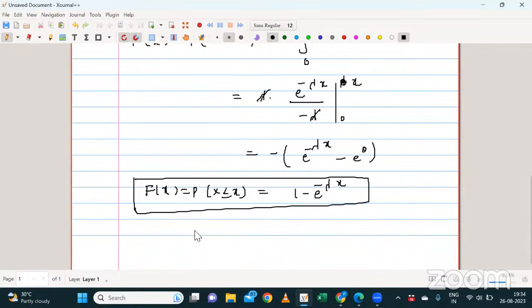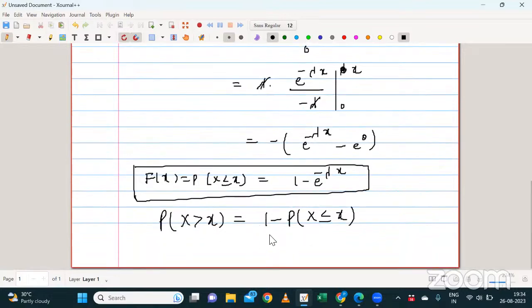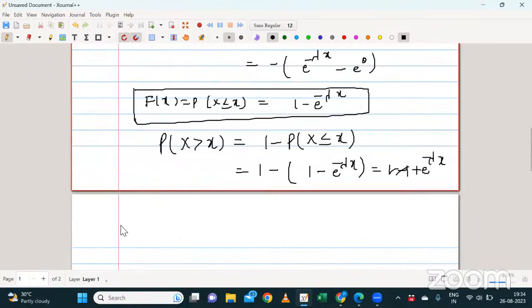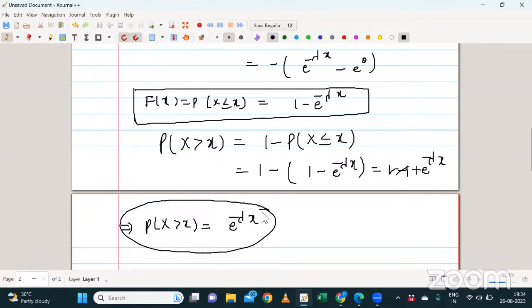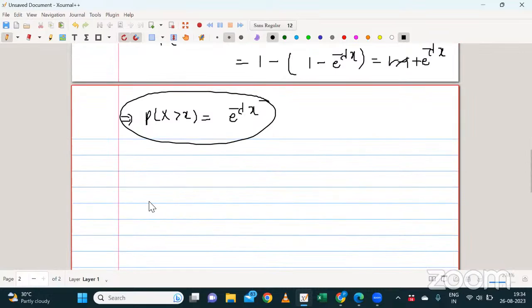Now suppose I'm interested to know the probability that x is greater than small x. That means I can write 1 minus the probability of x less than or equal to x. So 1 minus (1 minus e to the power minus lambda x). The 1 minus 1 will get cancelled out, plus e raised to minus lambda x, right? So the probability that x is greater than small x will be e raised to the power minus lambda x, right? Okay.